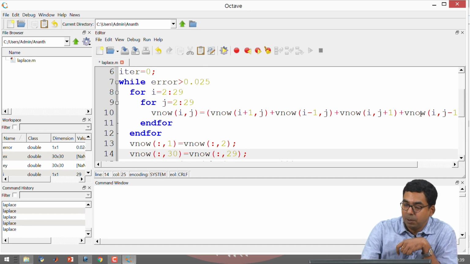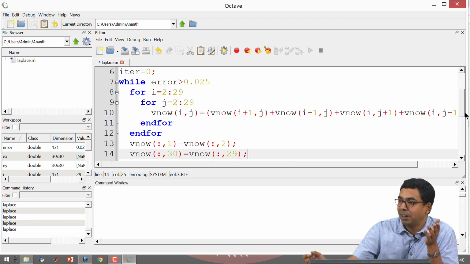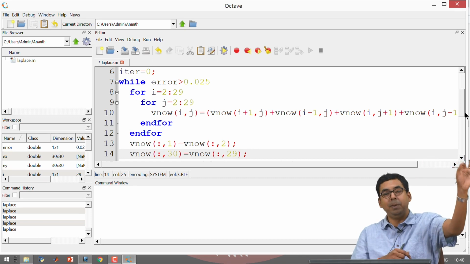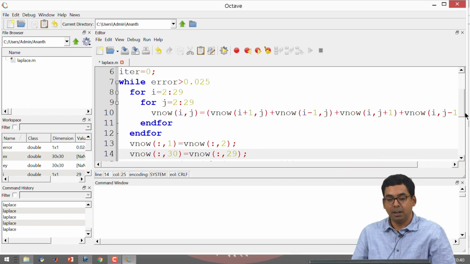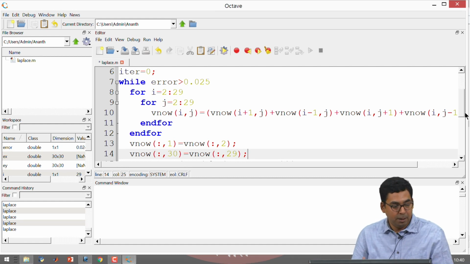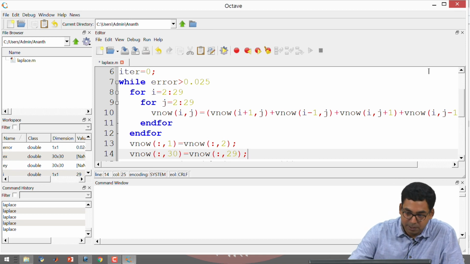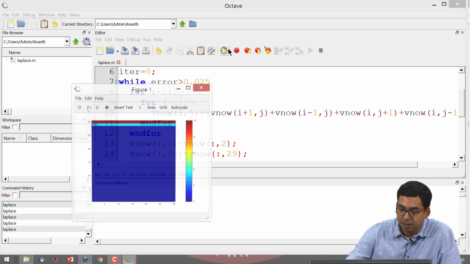So, one of the ways you could do it is V now of i plus 1 comma j multiplied by 2 plus the remaining terms, because you are taking the value on the left to be equal to the value on the right, you are adding it 2 times. So, you can always do that. This is a simpler way of writing the same boundary condition. So, I am going to do this once again, I am going to hit run.